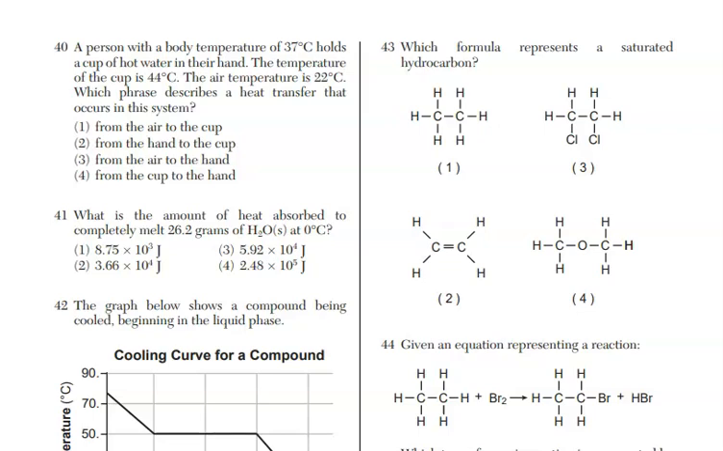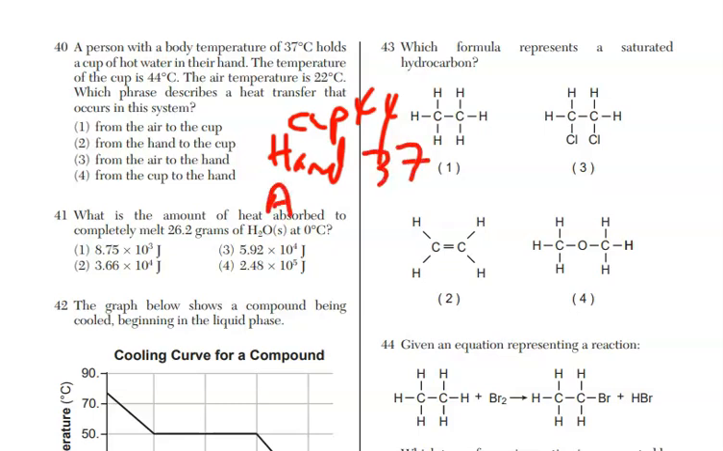Question 40. A person with a body temperature of 37 degrees Celsius holds a cup of hot water in their hand. The temperature of the cup is 44, air temperature 22. Which phrase describes a heat transfer that occurs in the system? Heat is always going from hot to cold. I wouldn't even look at these answers until I went ahead and kind of processed the information. The highest temperature is the cup. The cup is 44. Then it's the hand, which is 37, and then the air, which is 22.